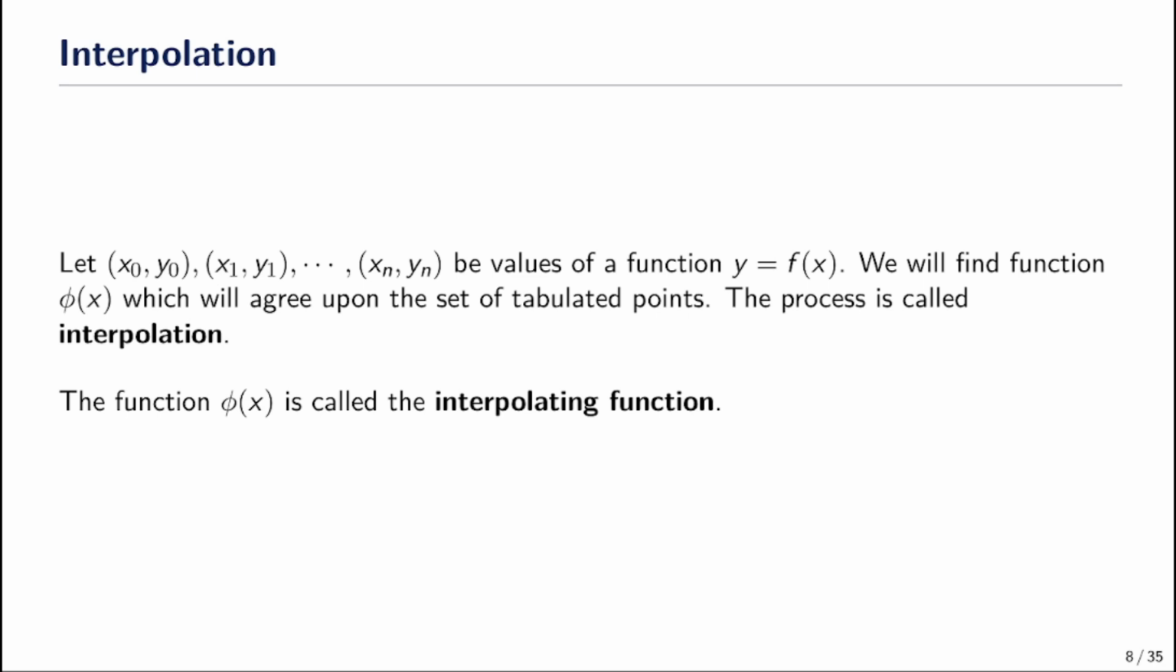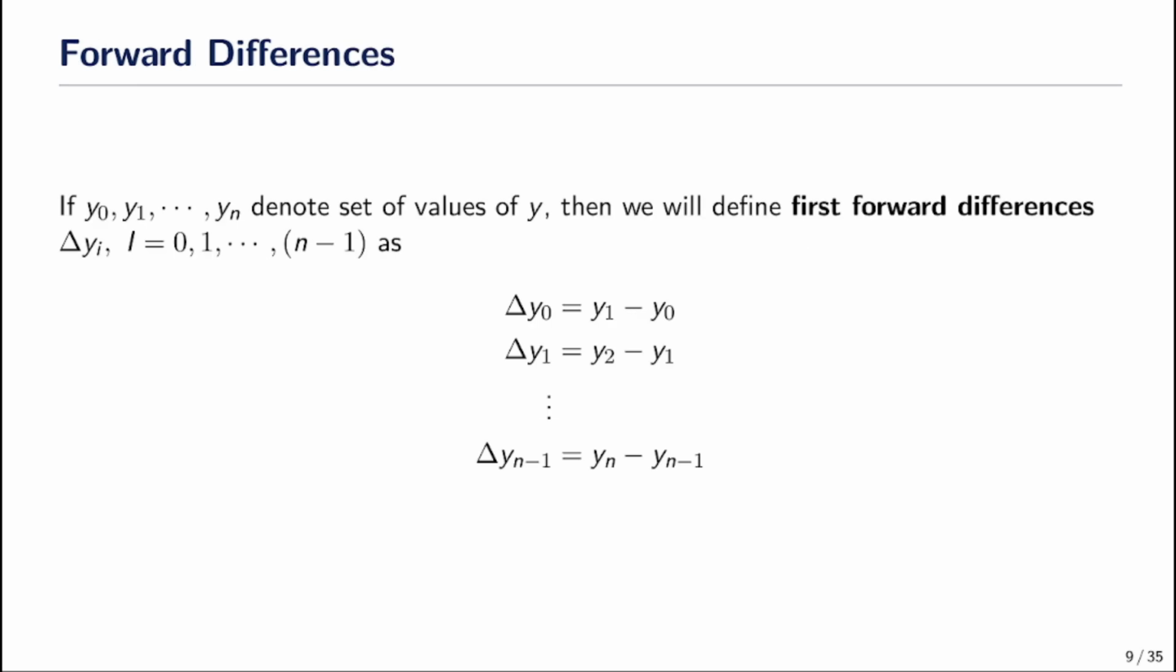Suppose there is a function y equal to f of x such that x0, y0, x1, y1, xn, yn are values of the function. We need to find the function f of x. As we have discussed earlier, we may not be able to find the unique function f of x, but we will be finding a function phi of x known as the interpolating function which agrees with the function y equal to f of x at the set of tabulated points. The process of finding such a function is called interpolation. For interpolation, we require forward differences and backward differences.